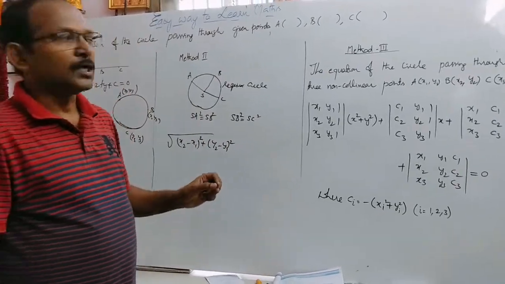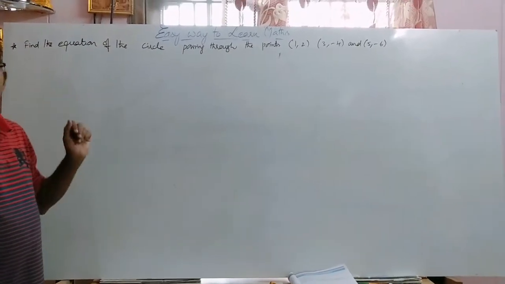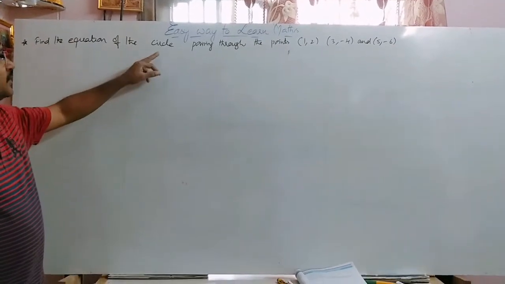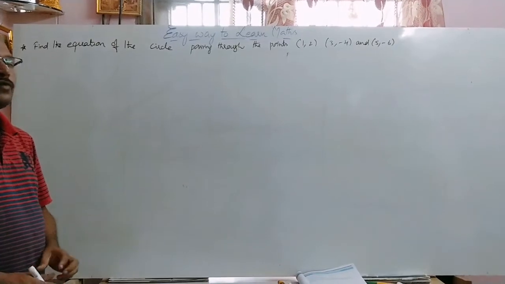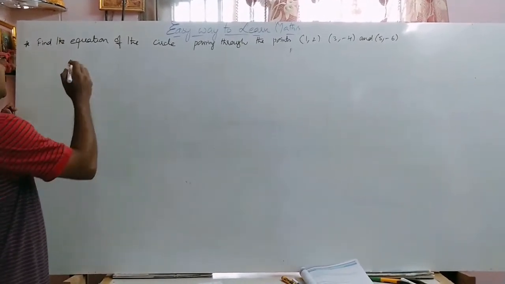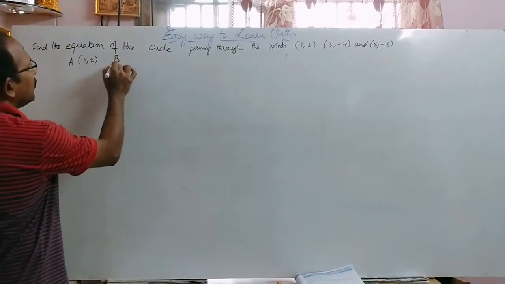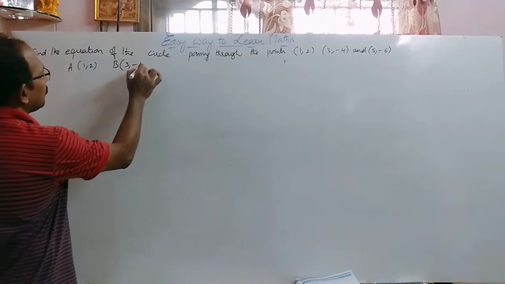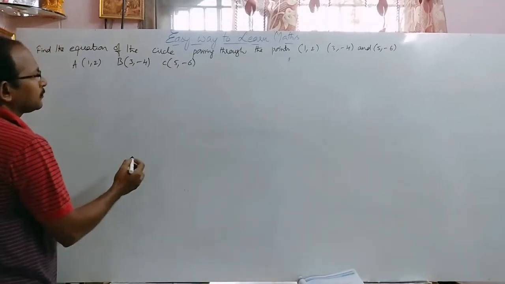Now let us solve some problems relating to this topic. Now let us solve this problem. Find the equation of the circle passing through the points 1, 2, 3, minus 4 and 5, minus 6. Let the points be A, 1, 2, B, 3, minus 4 and C, 5, minus 6.